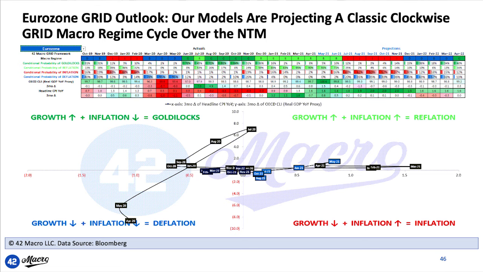On slide 46, getting into Europe. We've got our Eurozone grid outlook. Our models are basically projecting a classic clockwise macro regime cycle. We go from Goldilocks to reflation to inflation to deflation and back to Goldilocks. This is what should happen, right?